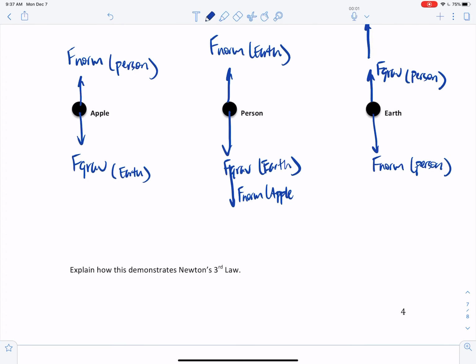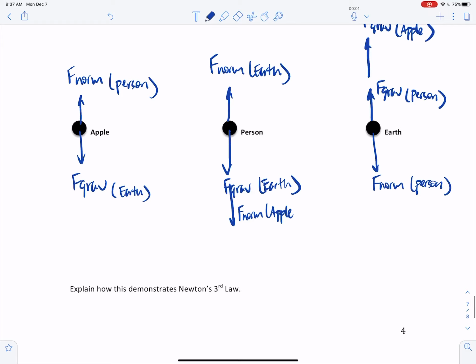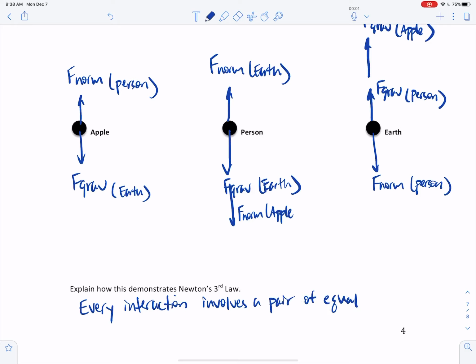How does this demonstrate Newton's third law? Again, every interaction has a pair of forces. Every interaction involves a pair of equal and opposite forces.